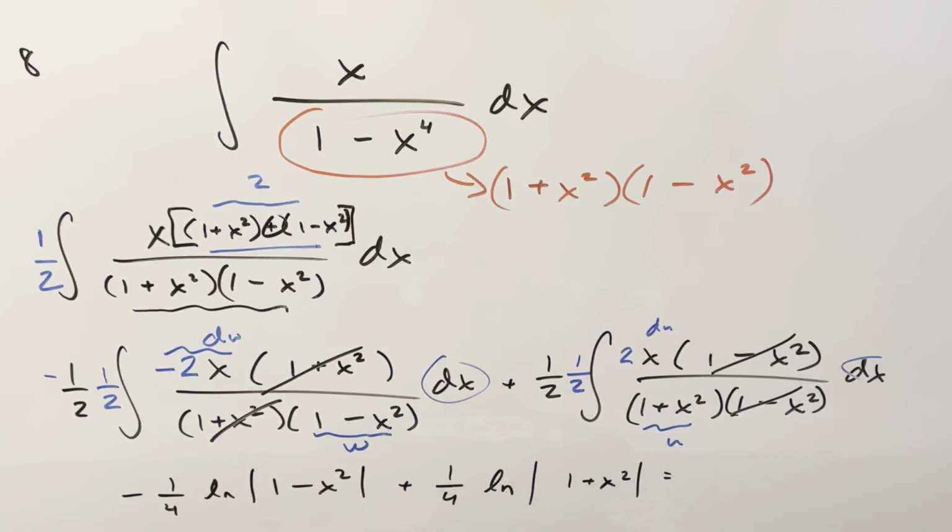So pull this together. For my final solution, we have just 1/4 natural log properties, absolute value, 1 plus x squared over 1 minus x squared. Add a plus c, and that's it.